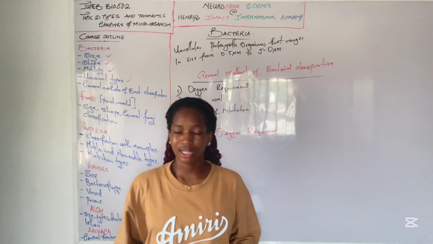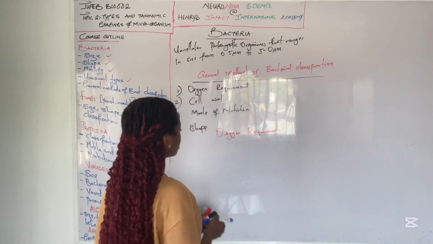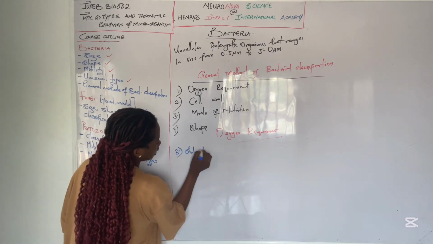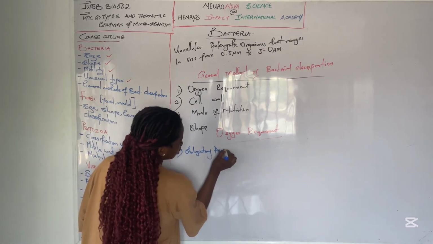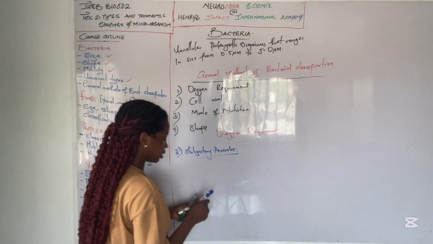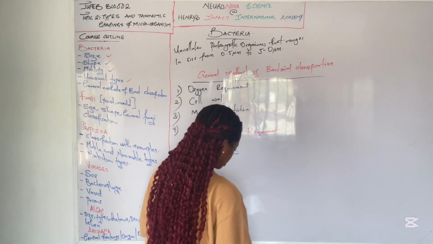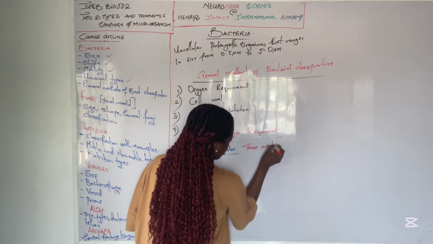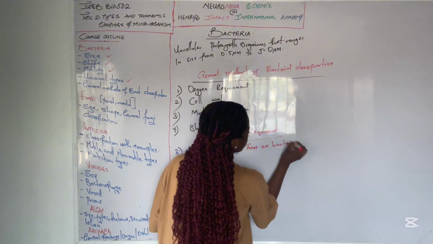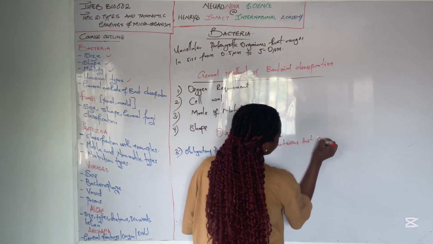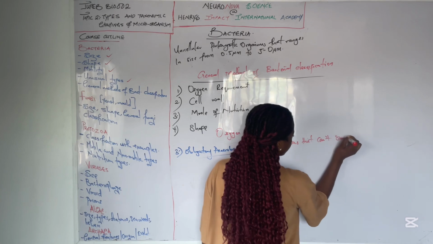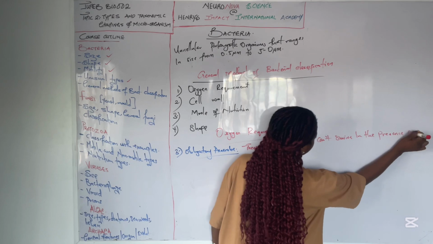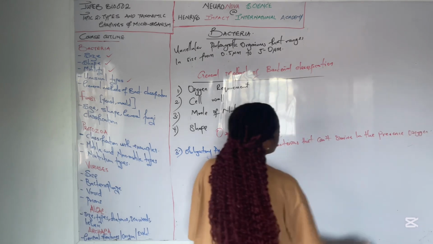Also, the last bacterial classification we'll be talking about for today is the obligatory anaerobe. These are bacteria that cannot survive in the presence of oxygen. The presence of oxygen can be very detrimental to their health. These are bacteria that can't survive in the presence of oxygen. Oxygen can be detrimental to their cell growth.